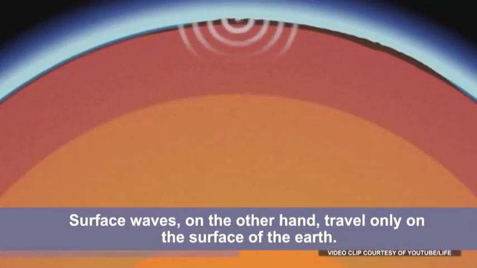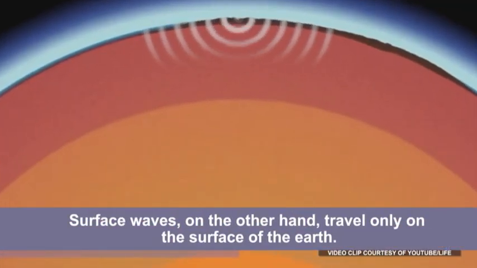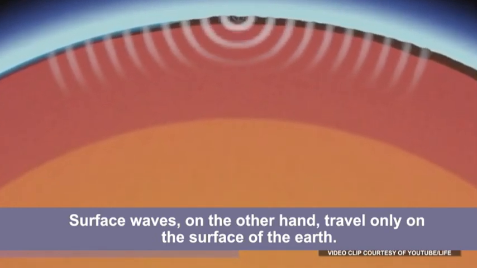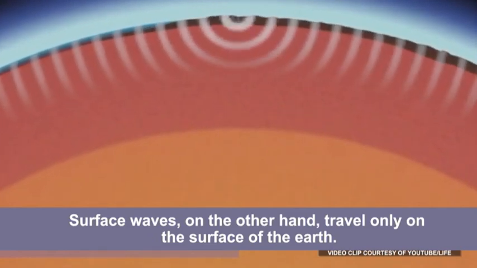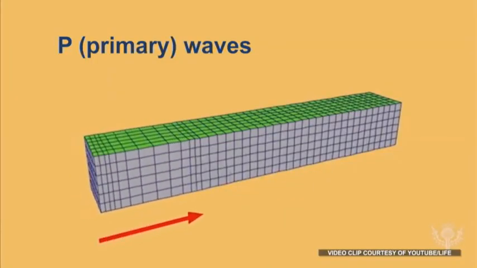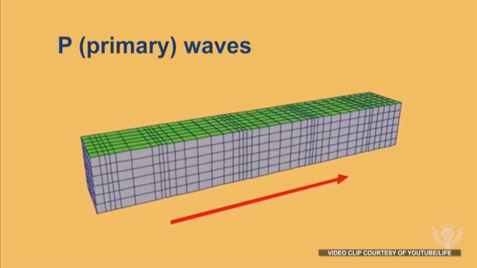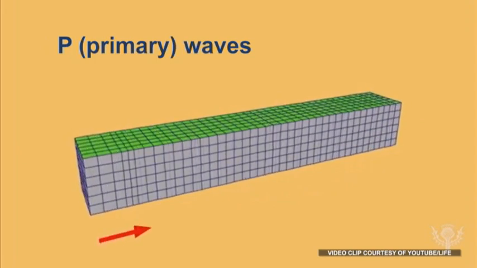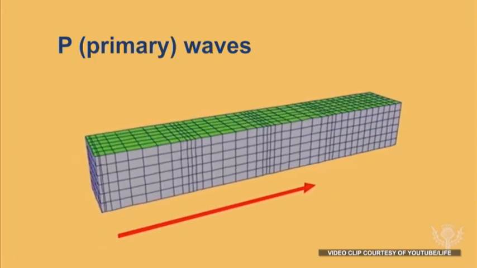Surface waves, on the other hand, travel only on the surface of the Earth. They travel parallel to the surface, similar to how ripples travel on the surface of a pond. They are also slower than body waves. Body waves strike first when an earthquake takes place. The fastest kind are the primary or P waves. They emit that train-like sound you hear just before you feel an earthquake. P waves can travel through gases, liquids, or solids.